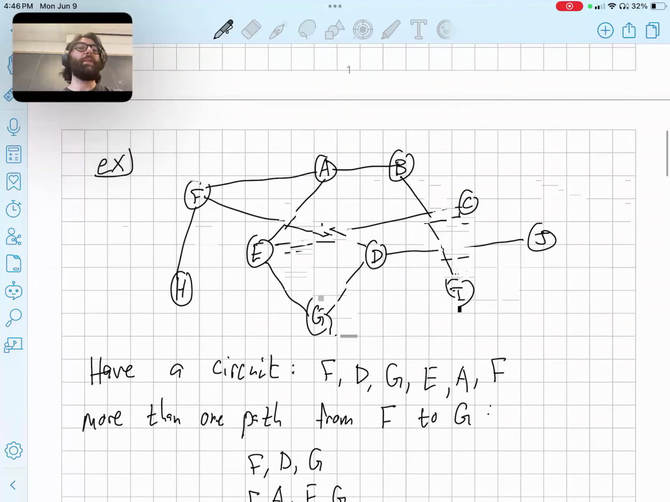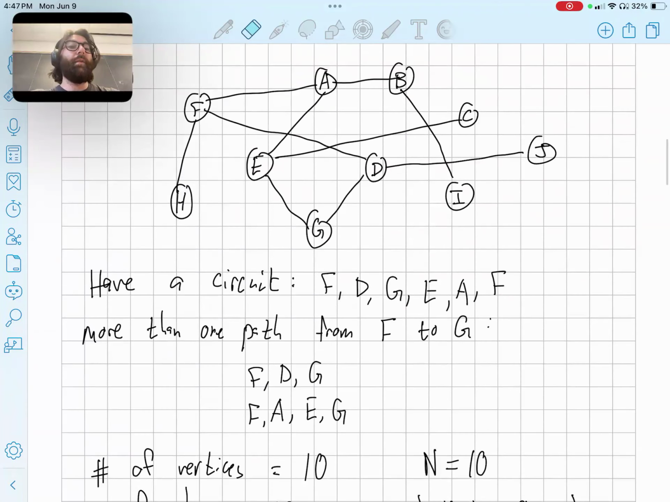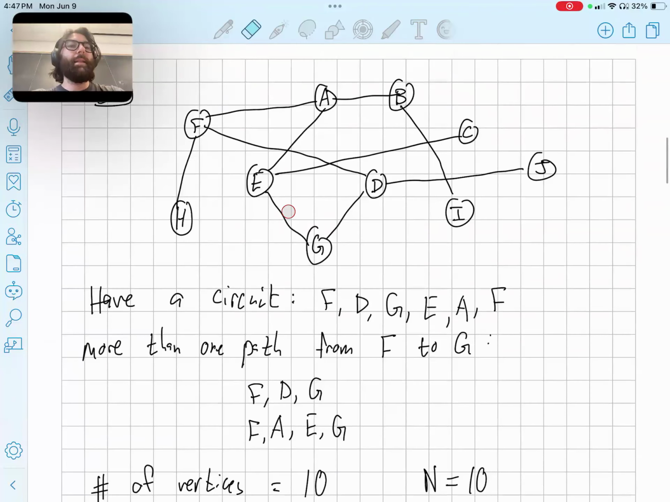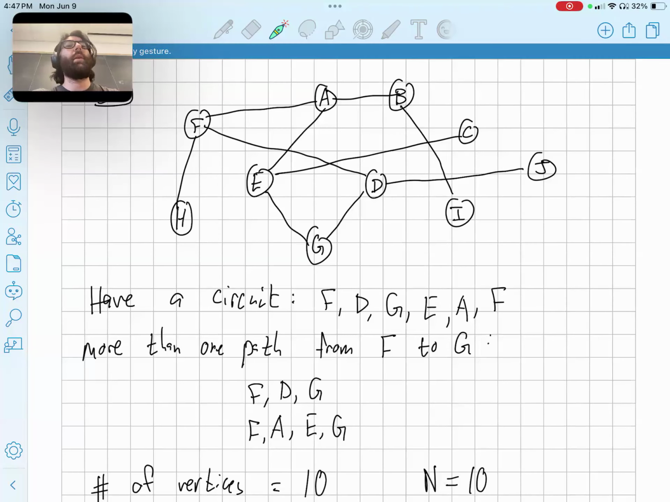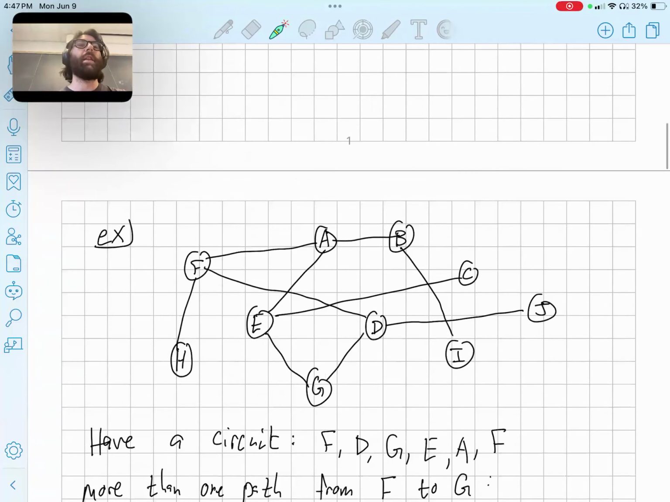And I didn't really talk about bridges for these other graphs, but notice, if I take any of these edges that's part of this circuit from this previous example, and I delete it, I'm still going to be connected. I can still get from F to H, F to D, F to A to E, F to E to C, F to A to B to I, and I can go F to D to G, and F to D to J. So I could still get from everywhere. So that means EG was not a bridge. So for these ones, we have edges that are not bridges.